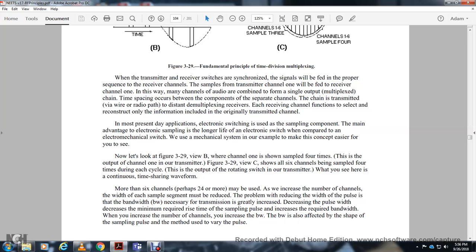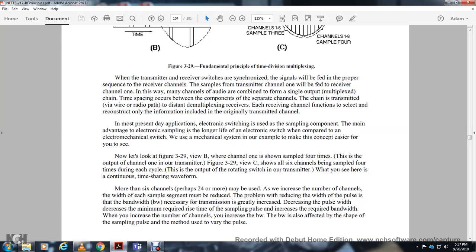In most modern applications, electronic switching is used for the sampling component. The main advantage of electronic sampling is the long life of electronic switching compared with electromechanical switches. We use a mechanical system in our example because it makes these concepts easier to understand. Now let's look at figure 3-29 view B, where channel 1 is sampled 4 times in the output of channel 1 at the transmitter. Figure 3-29 view C shows all 6 channels being sampled 4 times during each cycle of the rotating switch of the transmitter, which you see here as a continuous time-sharing waveform.